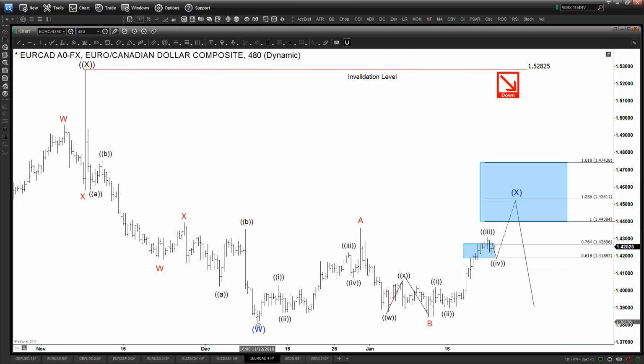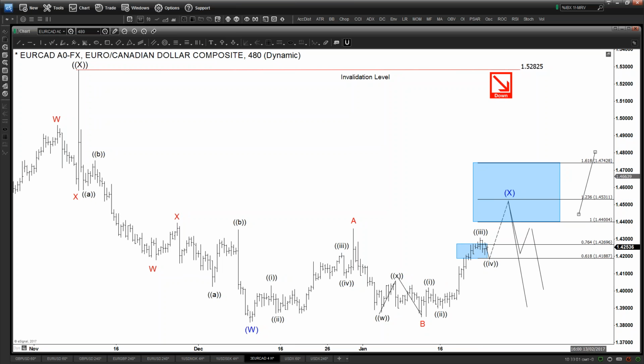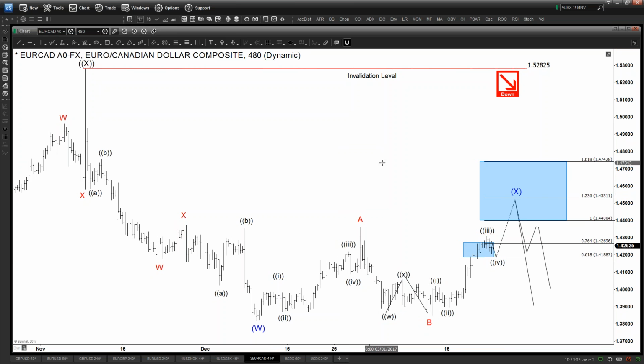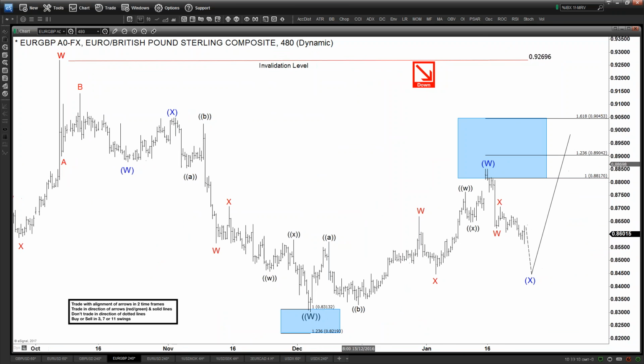EuroCAD, again, we're looking for equal legs from here, and this area should see sellers in the EuroCAD for new lows or a 3-wave pullback. Of course, the X can do 7 swings depending on the rest of the market, but a 3-wave pullback at least should happen from that blue box. There should be sellers waiting over there, and from there it can either go to new lows or minimum pullback in 3 waves at least. All right, so pretty much that is what we're looking at in the market right now.